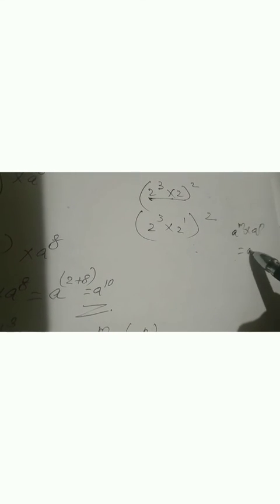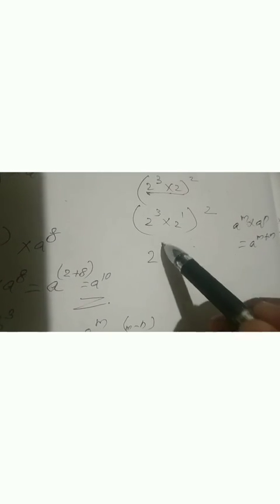Here, 2 raised to 3 into 2 raised to 2, the whole squared. First we have to complete this bracket. So we know 2 raised to 3 into 2 raised to 1, the whole squared. a raised to m into a raised to n is equal to a raised to m plus n. So that is equal to 2 raised to 3 plus 1, the whole squared. So 2 raised to 4, the whole squared. That is in the form of a raised to m, the whole raised to n, is equal to a raised to m into n. So that is equal to 2 raised to 4 into 2. What is that? 2 raised to 8. I think now you got the idea of how we can solve these types of problems. Thank you.